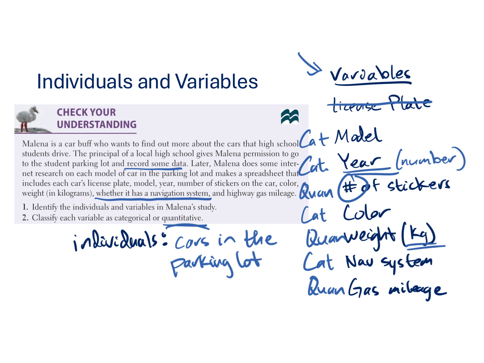Sometimes I'll accept arguments in both directions on that, but I would like to see you categorizing year as a categorical variable. All right, that's all for this section, section 1A.1.